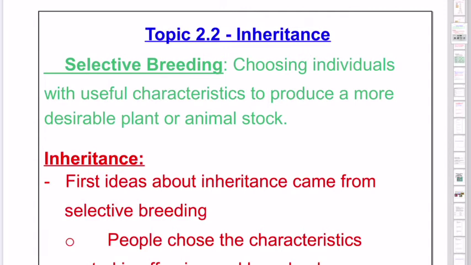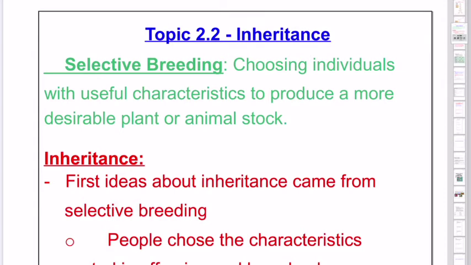So the first term here is selective breeding. Selective breeding is choosing individuals with useful characteristics to produce a more desirable plant or animal stock. So selective breeding is basically selecting who you want to mate. So if I want to have golden retriever puppies, then I'm going to choose a male and a female golden retriever dog to mate. So you're choosing the characteristics that you want and putting them together to breed.